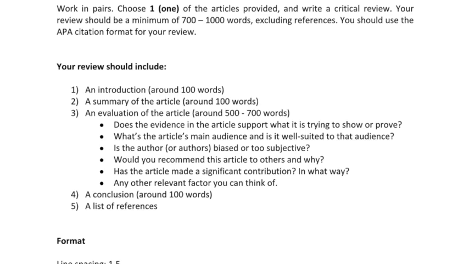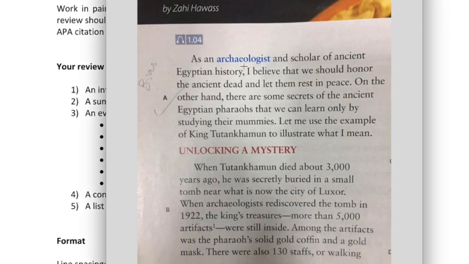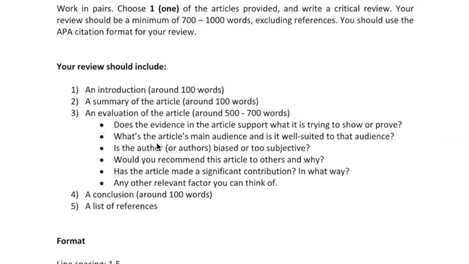For example, if we talk about this article here, King Tut's Family Secret by Zahi Hawass, who would be the reader of this article? Students, children, teenagers, university students, specifically who? Students who are studying geology, or archaeology students. So you have to mention that in your assignment. Who would be the main audience, the main readers of that article?